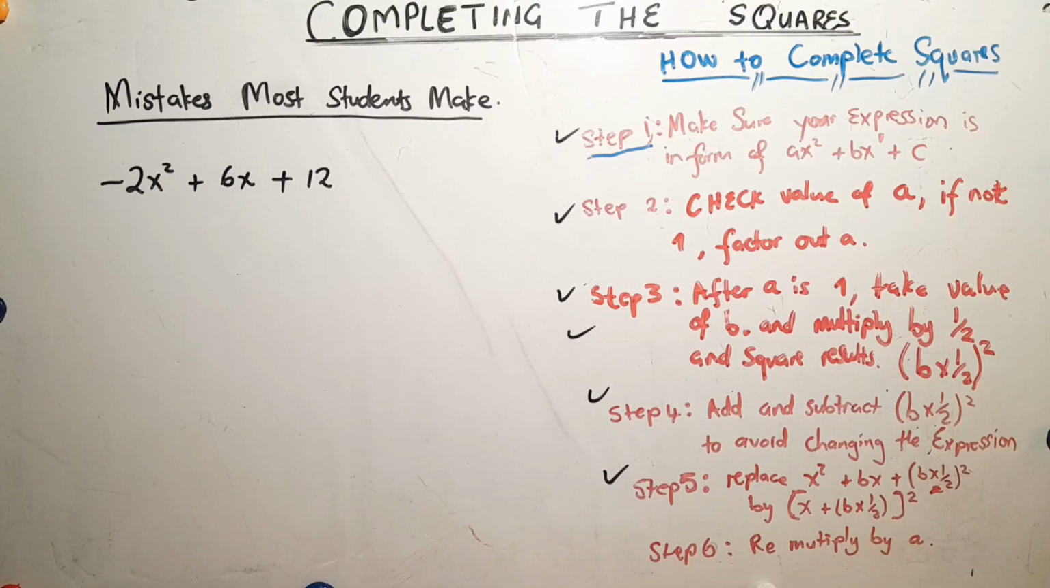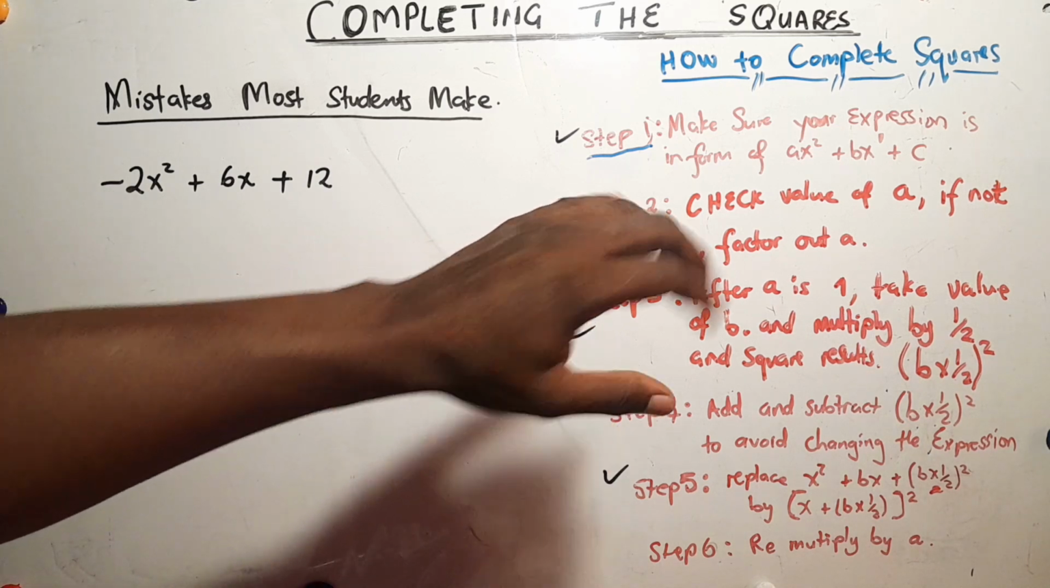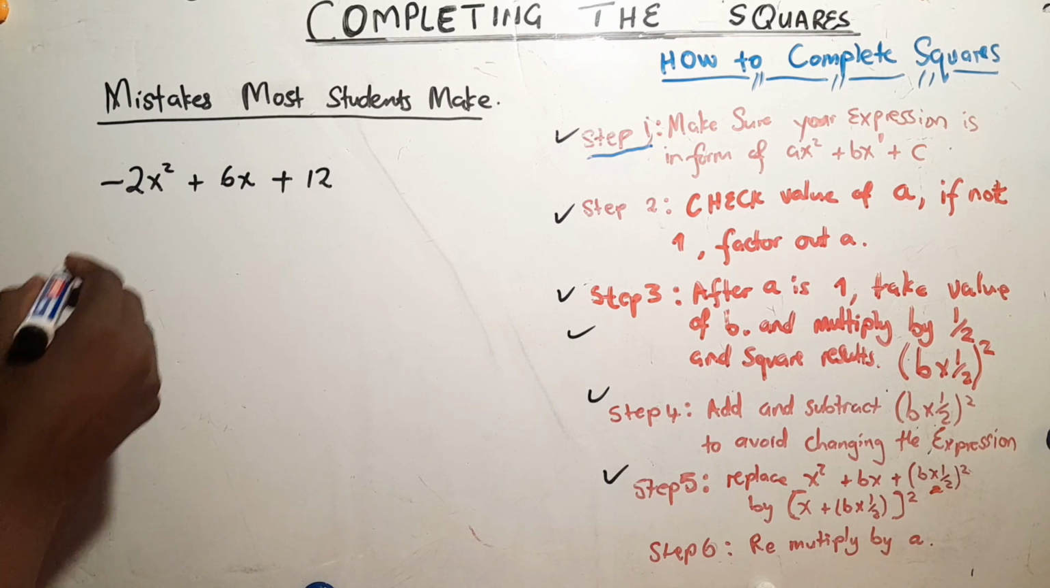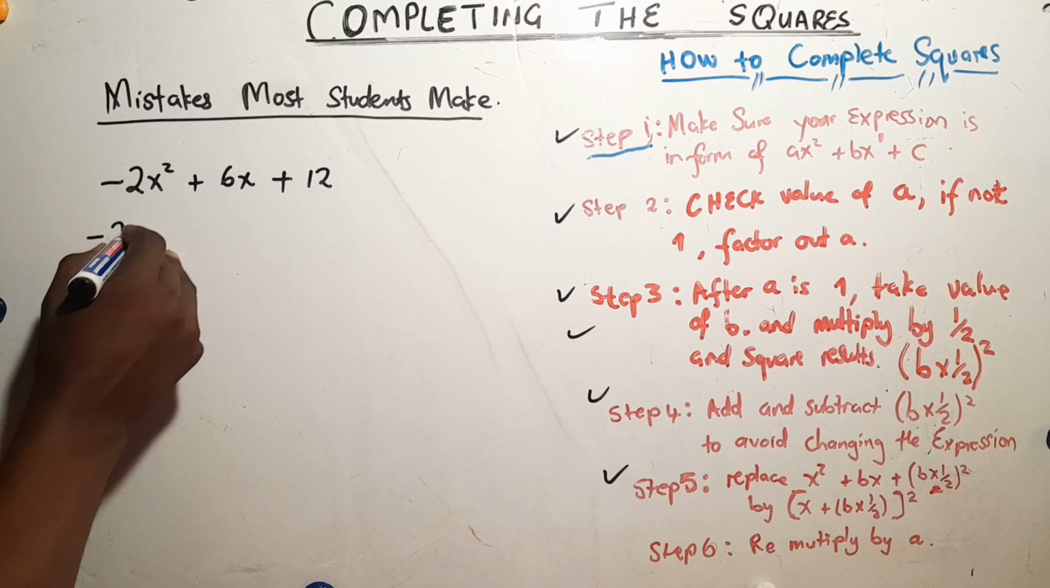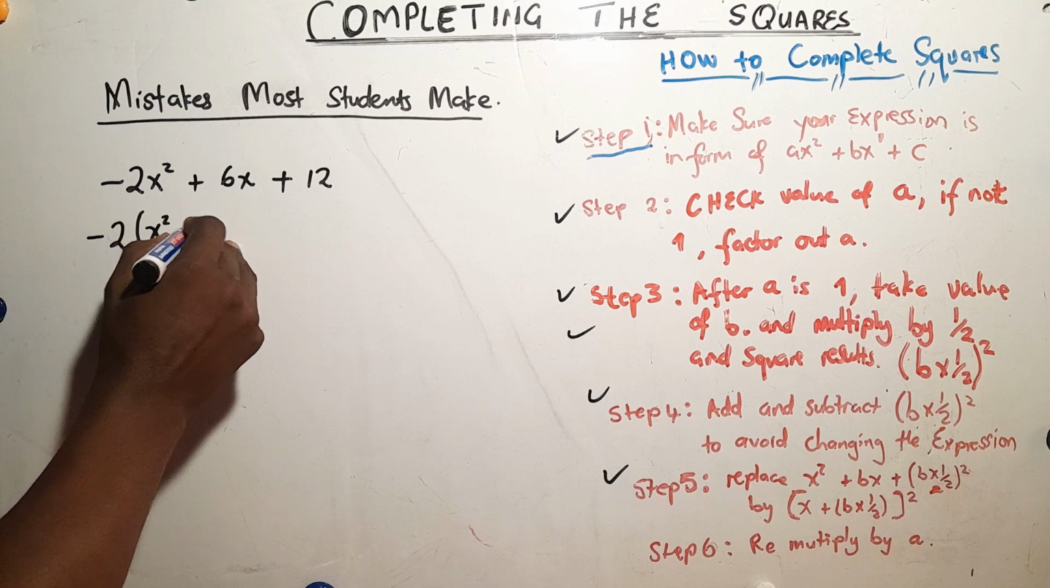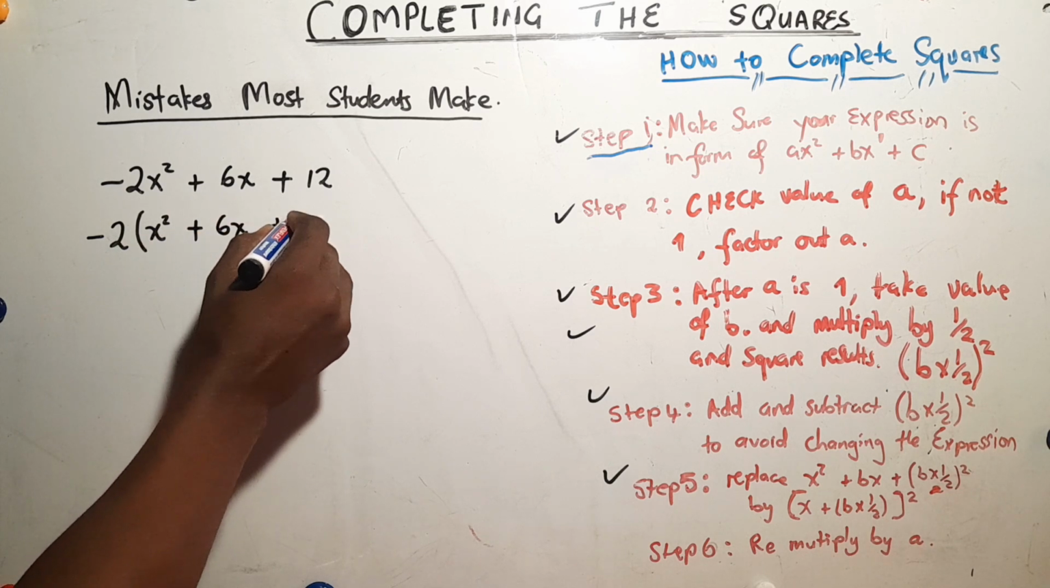Yes. So before we get to other uses of completing the square, let me help by sharing the most common mistakes students make when completing the square. So these are the mistakes. Since we know that we have to check the value of a, and if it is not 1, factor out, right? When factoring out, most students tend to do this, and then they write plus 6x plus 12.